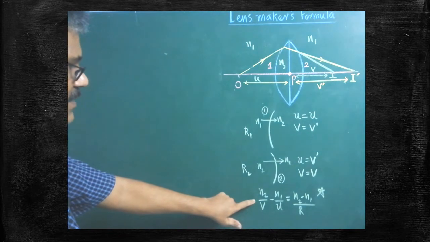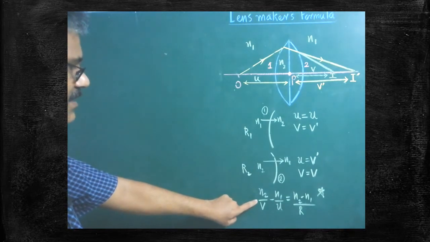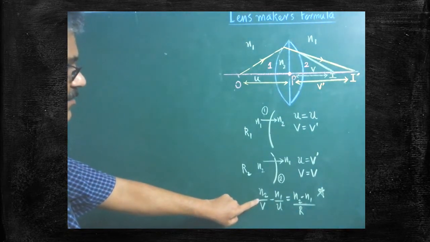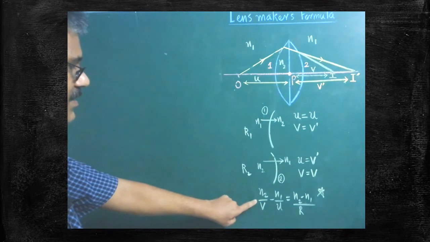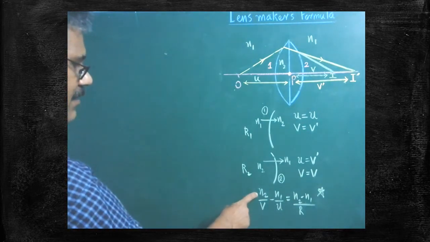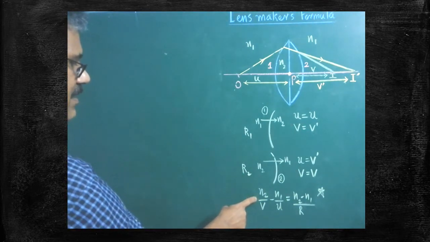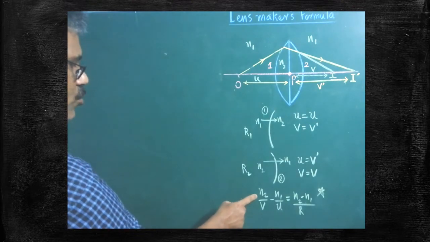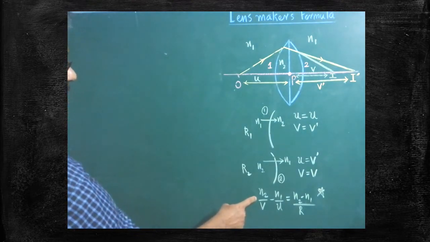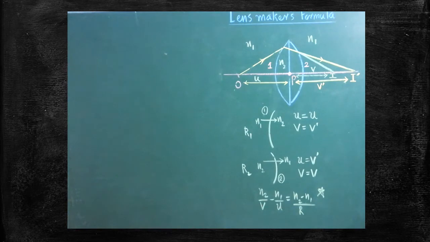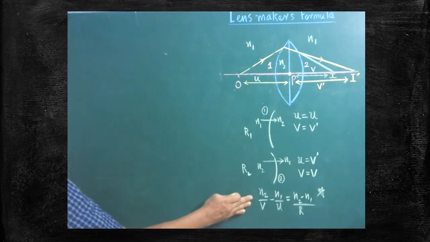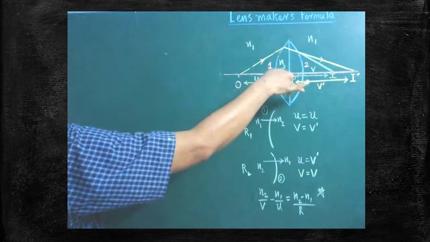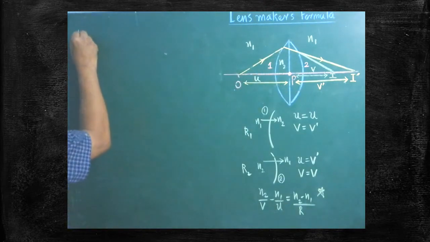This is the equation which was already derived in the last class. This is called refraction at a single spherical surface. We are going to use this equation for further derivation. It is a very important equation, we have to recall it. Now I am going to use this equation for the first surface. Are you clear? So I will start the derivation here.